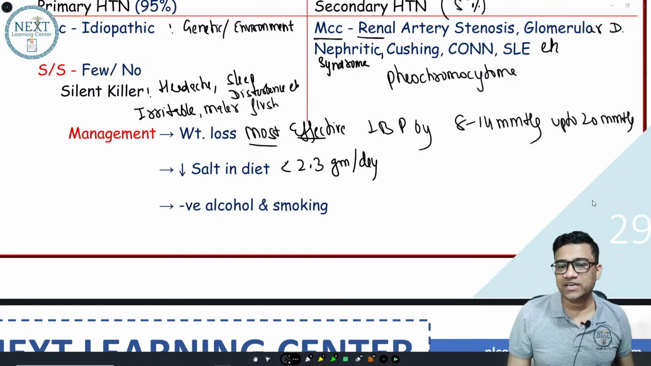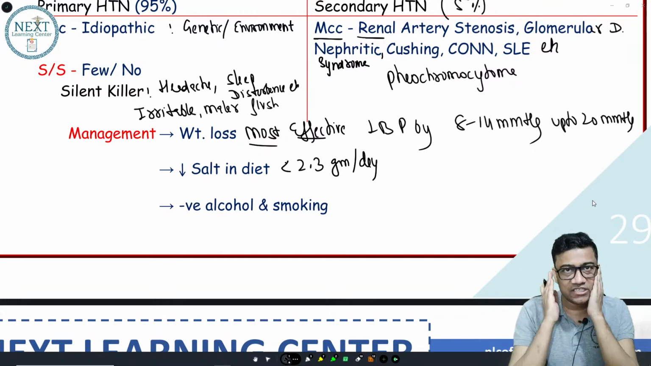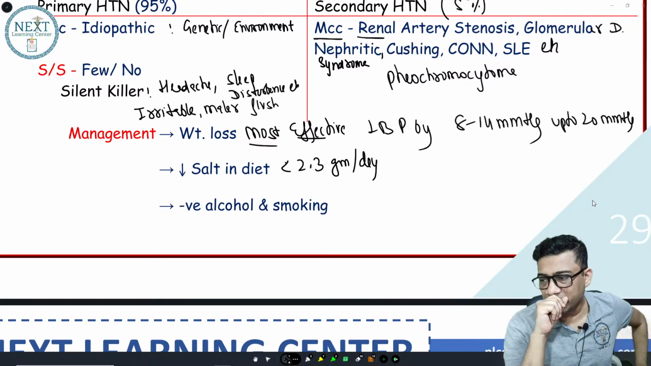Now very few signs and symptoms of hypertension, that's why it is called the silent killer. Silent features are headache. So if there are constant headaches, okay, sleep disturbances, irritability, malar flush, that is cheeks becoming red, might be hypertension.